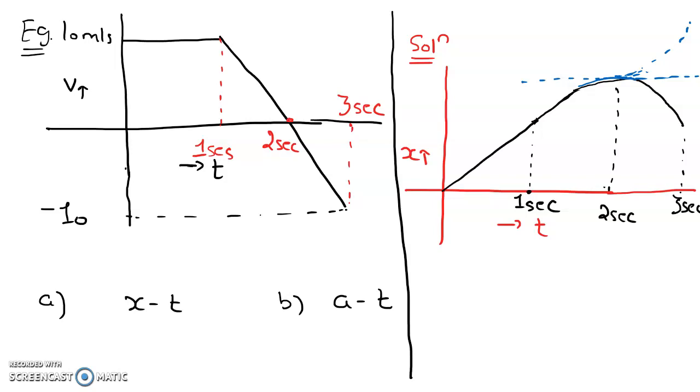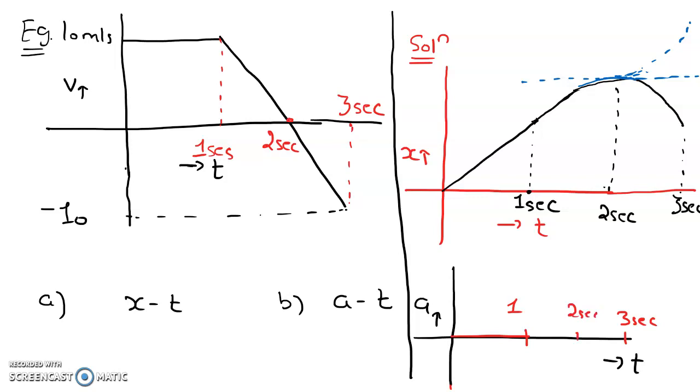Now if you want me to solve the acceleration versus time graph, I can solve it. Acceleration versus time, this is an easy one. First of all, velocity was constant till 1 second, so acceleration would be 0. And from 1 second to 3 seconds, acceleration is constant and it is negative as well. Velocity is continuously decreasing from 1 second to 3 seconds, velocity is getting 0, displacement is changing, but the acceleration is the same.